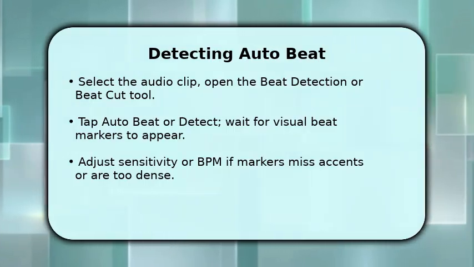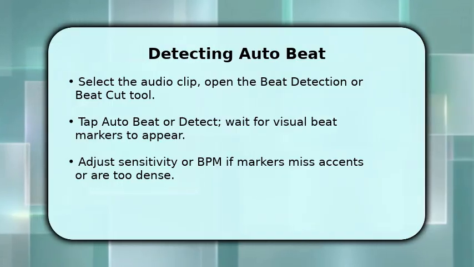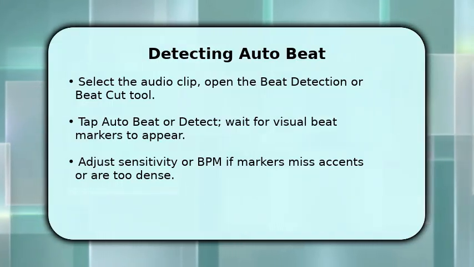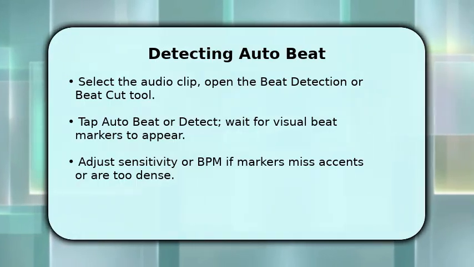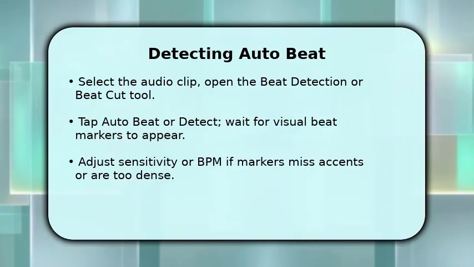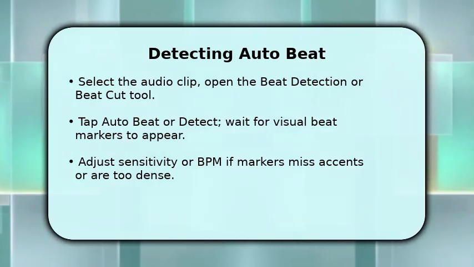If markers are sparse or overly dense, tweak sensitivity or set the approximate BPM manually so the algorithm better matches the song's tempo. Make sure to preview against your clips to confirm hits align with visual moments.